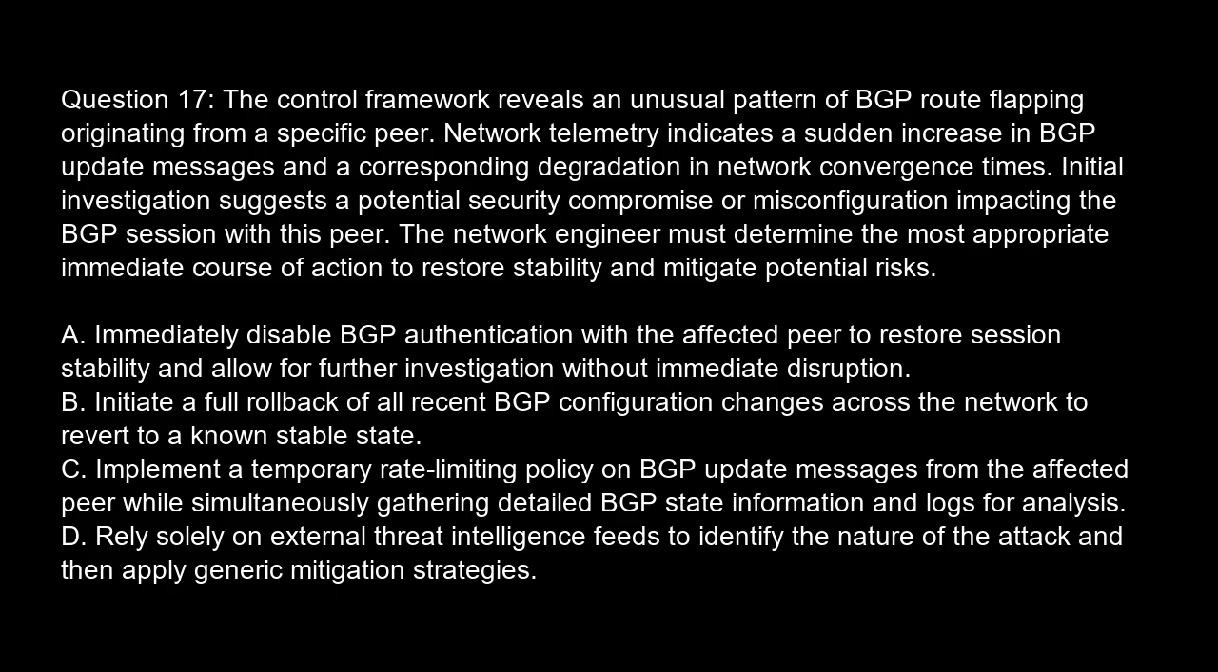Option A. Immediately disable BGP authentication with the affected peer to restore session stability and allow for further investigation without immediate disruption. Option B. Initiate a full rollback of all recent BGP configuration changes across the network to revert to a known stable state. Option C. Implement a temporary rate limiting policy on BGP update messages from the affected peer while simultaneously gathering detailed BGP state information and logs for analysis. Option D. Rely solely on external threat intelligence feeds to identify the nature of the attack, and then apply generic mitigation strategies.